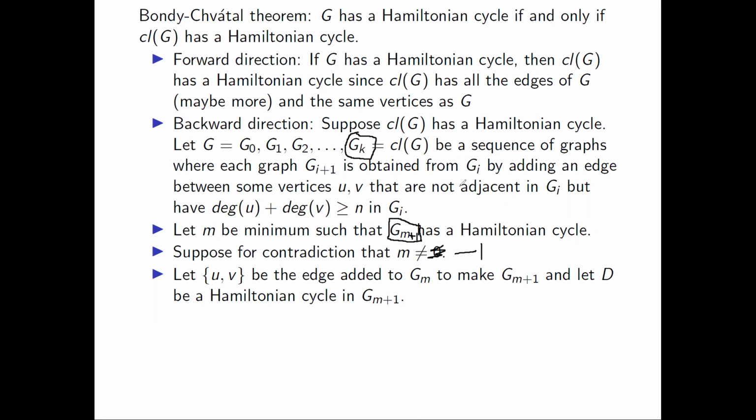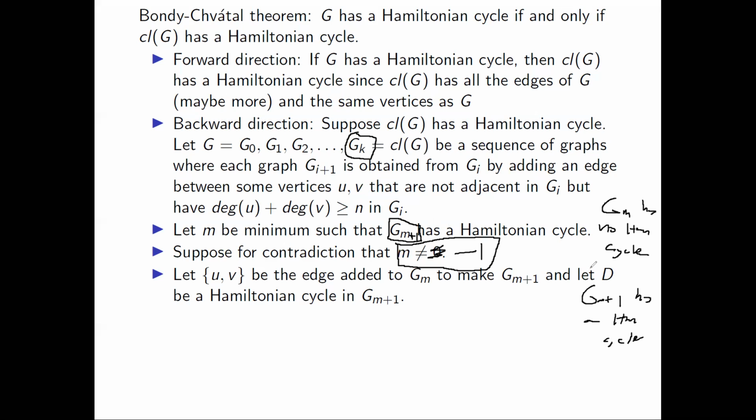So we're trying to prove here that m equals -1, because then g of 0 would have a Hamiltonian cycle. We're going to suppose for contradiction that m does not equal -1. So if m does not equal -1, then we can say that g of m has no Hamiltonian cycle, but g of m plus 1 has a Hamiltonian cycle. And we'll say that uv is going to be the edge that's added to gm to make gm plus 1.